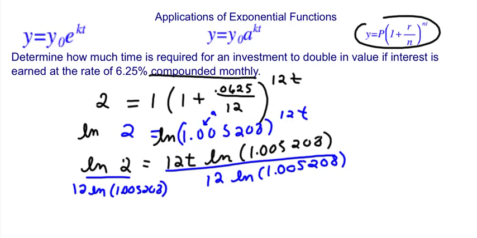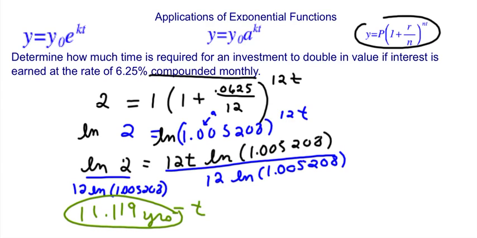What I came up with, it says determine how much time. Let's make sure I have this right. I have this put in my calculator, so it's 11.119, and that's going to be in years. So in 11.119 years, if that's all true and it's compounded monthly, you're going to double your money.